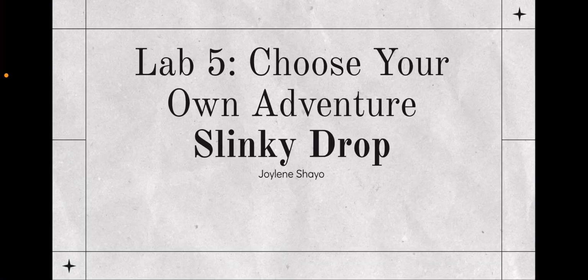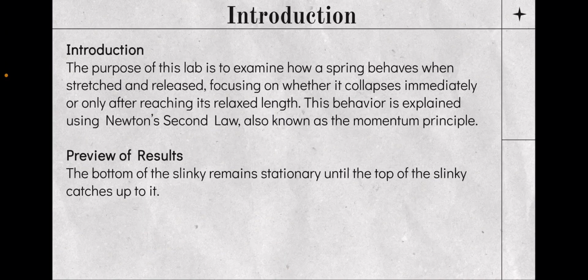5. Choose your own adventure, Slinky Drop. In this lab, the purpose is to examine how a spring behaves when stretched and released, focusing on whether it collapses immediately or only after reaching its relaxed length. This behavior is explained using Newton's second law, known as the momentum principle. A little preview of the results is that in the lab, the bottom of the slinky remains stationary until the top of the slinky catches up to it.